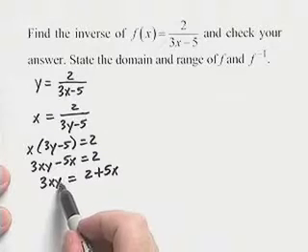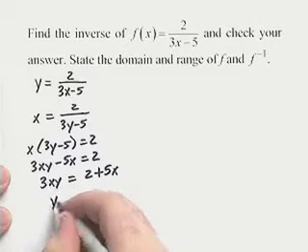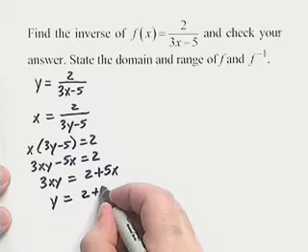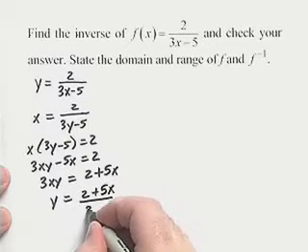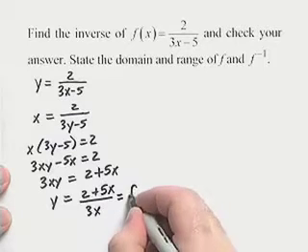We want to get the y by itself, so we're going to divide both sides by 3x. And so y is equal to 2 plus 5x divided by 3x. And that's our inverse.